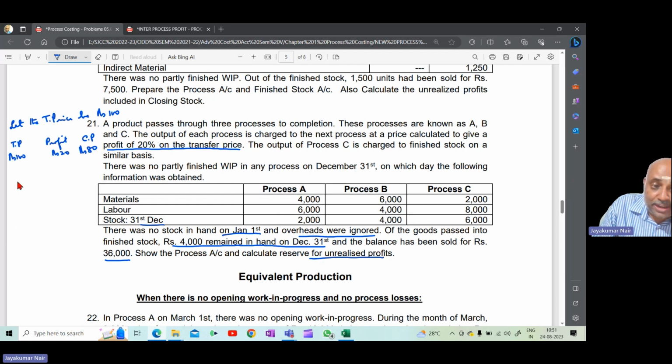So if you want to find out the profit on cost, it will be 20 over 80.